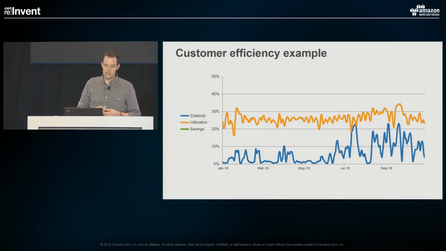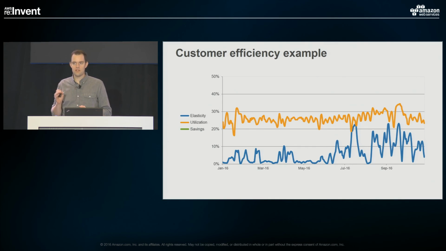Then we looked at utilization. For this customer, they pretty much held it steady, which was great. We actually looked at this across a number of EC2 instances and mashed it all together into one rough score proxy. But in general, they didn't focus too much on the utilization aspects of it.